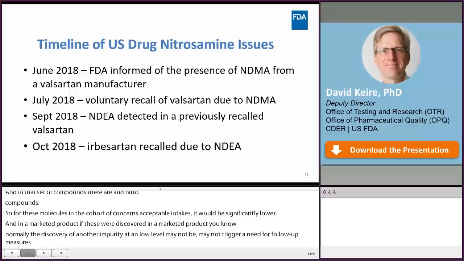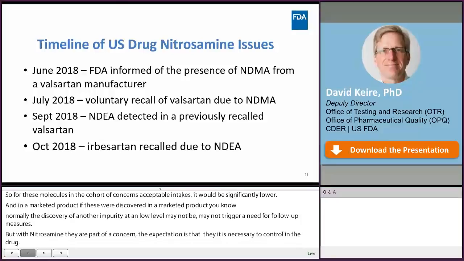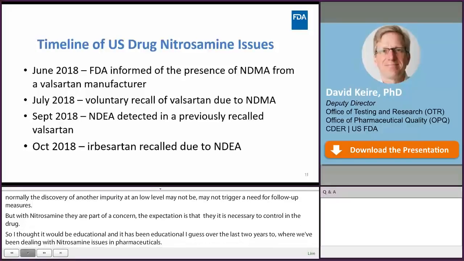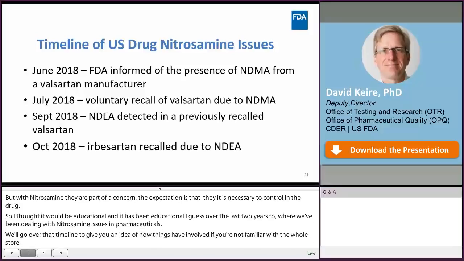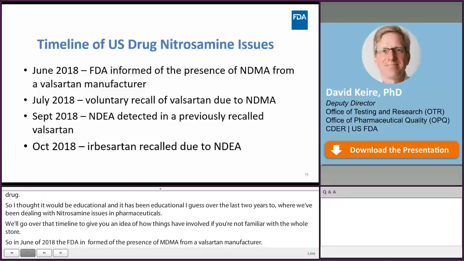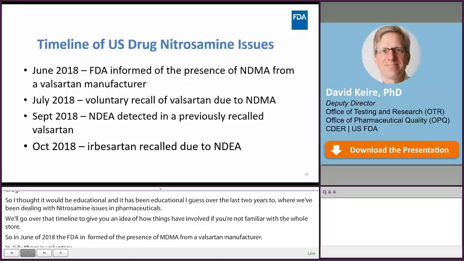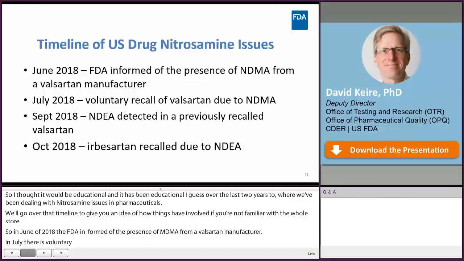So I thought it would be educational. It has been educational, I guess, over the last 2 years where we've been dealing with nitrosamine issues in pharmaceuticals, to go over that timeline, to give you an idea of how things have evolved if you're not familiar with the whole story. In June of 2018, the FDA was informed of the presence of NDMA from a valsartan manufacturer. In July, there were voluntary recalls of valsartan due to the presence of NDMA. In September, a second nitrosamine, N-nitrosodiethylamine, was detected in previously recalled valsartan products.